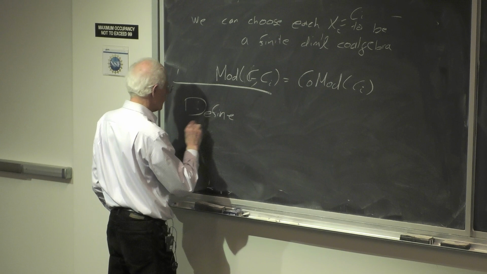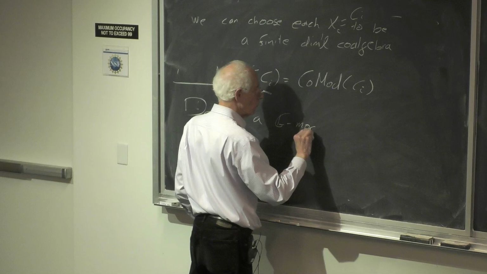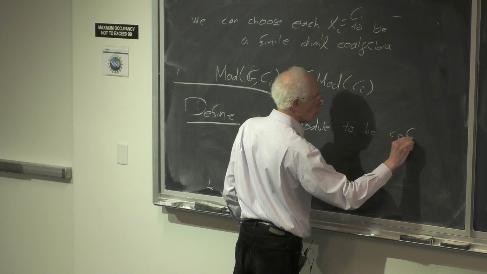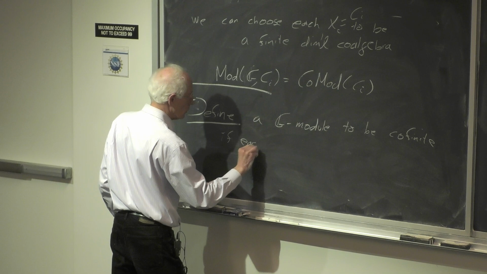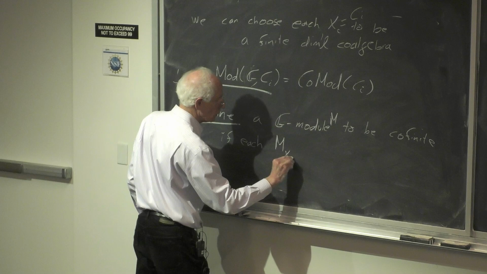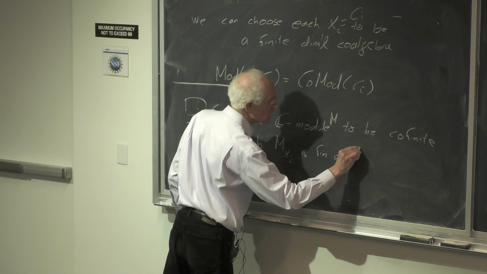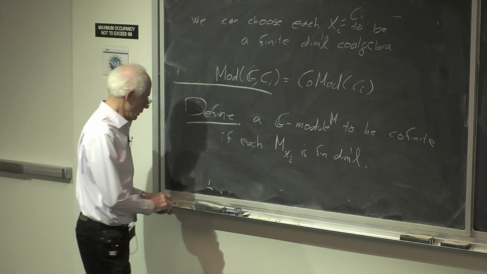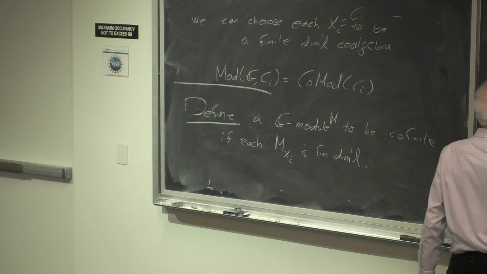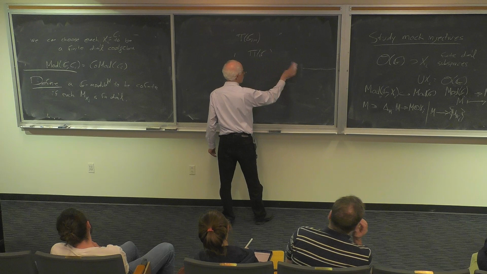You can define a G module to be cofinite if each M restricted to xi is finite dimensional. So in particular, that means that M is countable. But all the things I've been looking at are actually cofinite. And then when you have that, you can start talking about dimensions. So you can apply this to all the mock injectives I've encountered so far in examples.